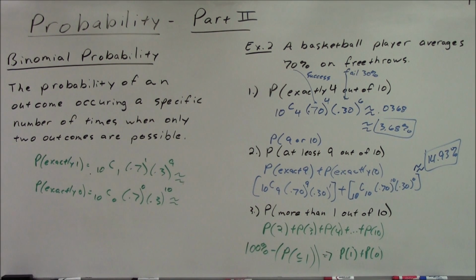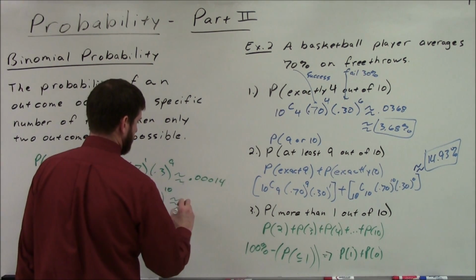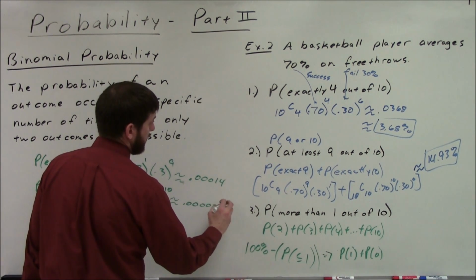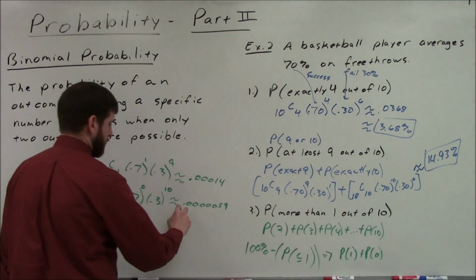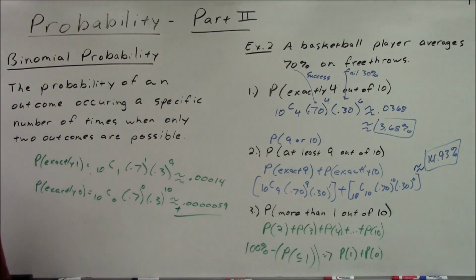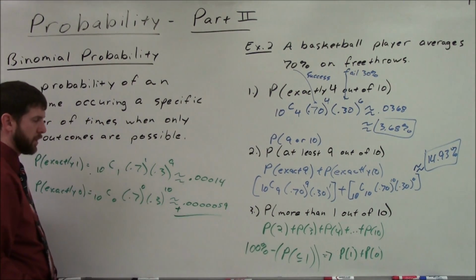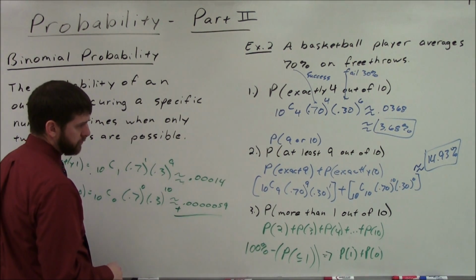So we punch all that in. We get 0.00014, 0.000059. And we do all our calculations, and we just add it up. And this is going to give us the probability that we were less than or equal to 1. The probability that we were not more than 1.